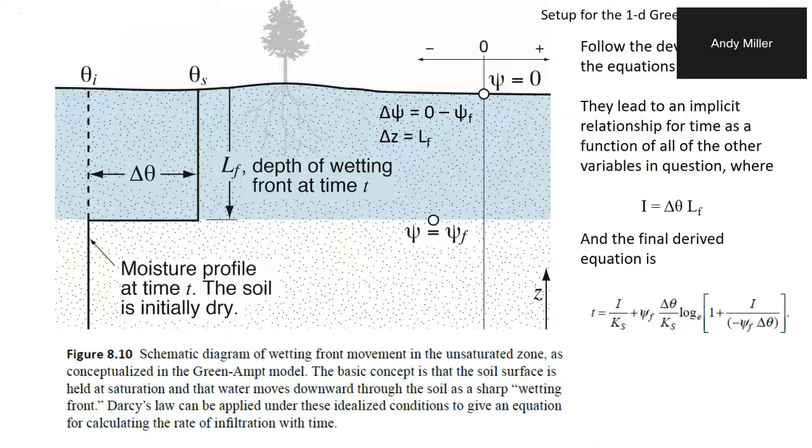What's that? K sub S. Capital K, what is it? Yeah, saturated hydraulic conductivity, right? We just talked about this, right? That's the difference in moisture content as you wet the soil. This here is tension head at the wetting front. All the variables in here you've already seen. This thing here is time.